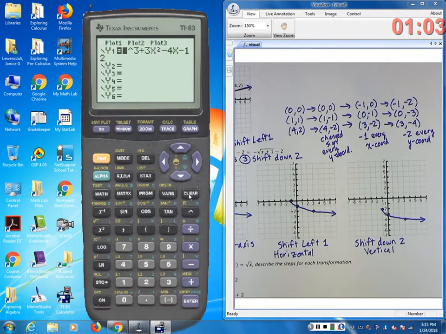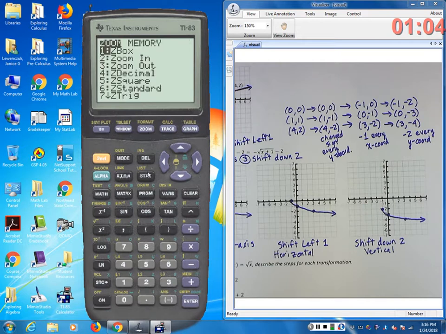Y equals, clear it out. Negative 2 square root of x plus 1, close the parenthesis, and then subtract 2. We have to close the parenthesis so we're outside. We can hit graph. I don't know where it's set up at. It's not very nice. Let's do zoom standard. Zoom 6. -10 to 10.